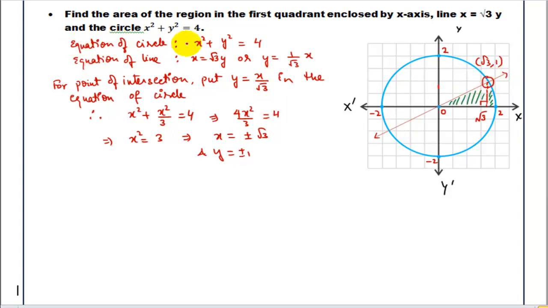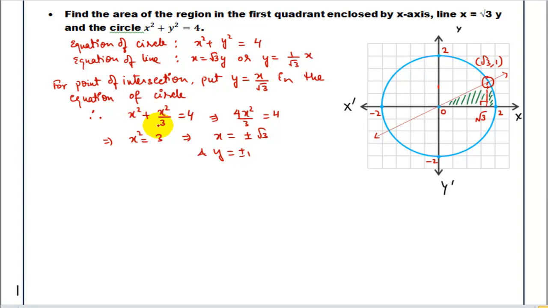So you can see this is the equation of circle, and equation of line is given as x is equal to square root of 3y. So y can be written as x over root 3. So this value of y you can substitute in the equation of circle. Whenever you are finding point of intersection of two curves, you can solve both the equations simultaneously by putting the value of one variable from one equation into the other one. So we are replacing y by x over root 3 in the equation of circle.